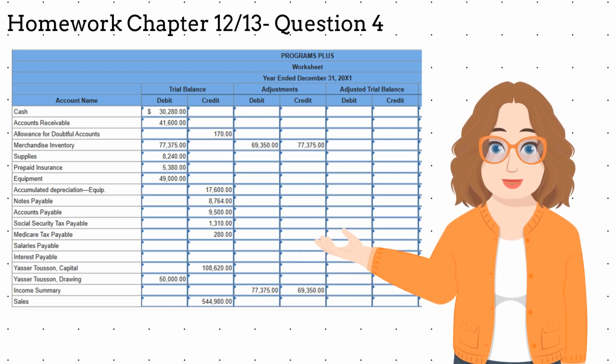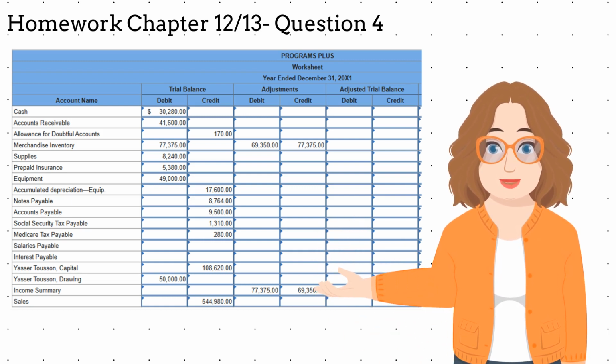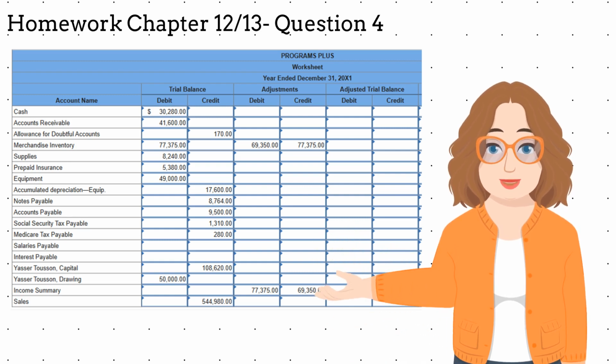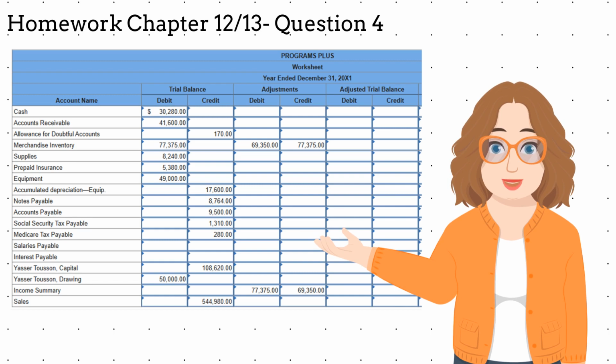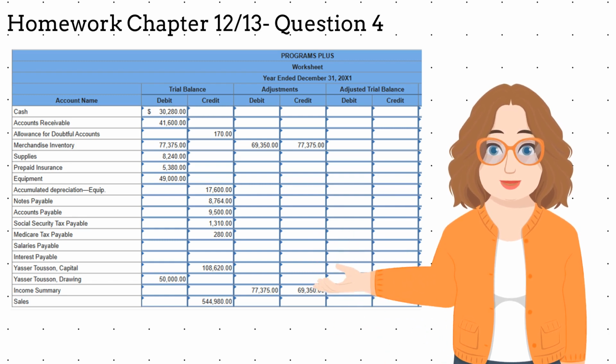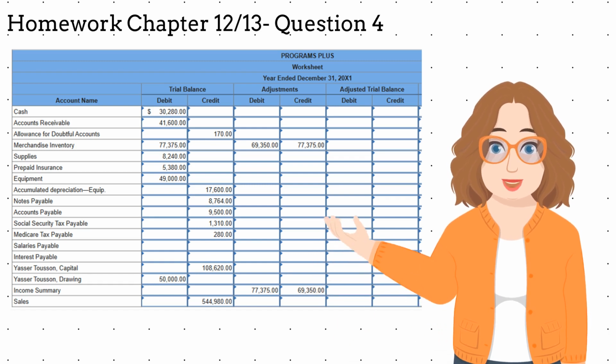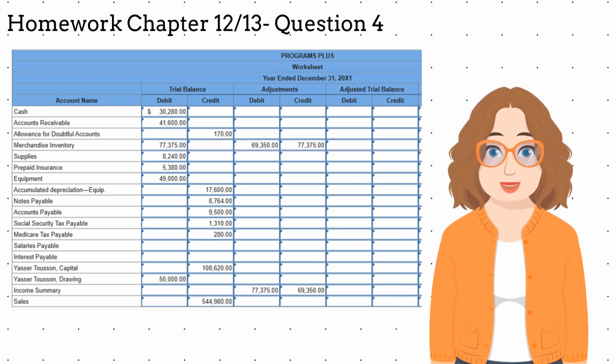$69,350. The next entry is the allowance for doubtful accounts, which we first need to calculate by multiplying the credit sales by the allowance percentage of 0.5%, which is $1,300, and then record the allowance by debiting uncollectible accounts expense and crediting the allowance for doubtful accounts for $1,300.